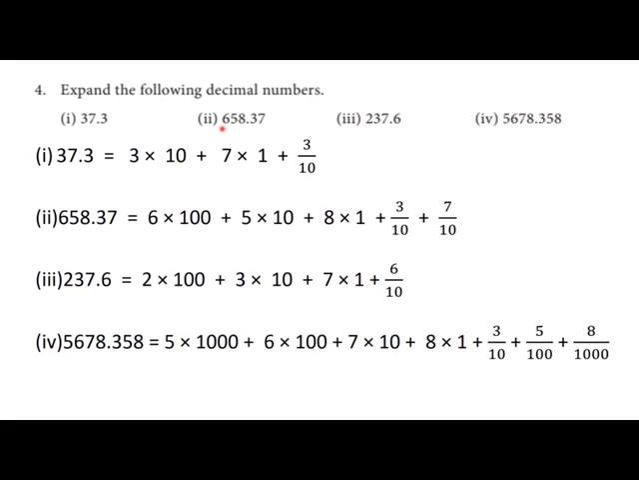Next one is 658.37. 6 is in hundreds place. So 6 into 100 plus 5 is in tens place. So 5 into 10 plus 8 is in ones place. So 8 into 1. After the decimal, that is right hand side, the first value will be tens. Second one will be hundreds. So 3 by 10 plus 7 by 100. Sorry, this is a mistake. 7 by 100.